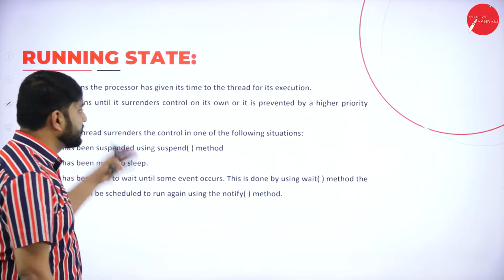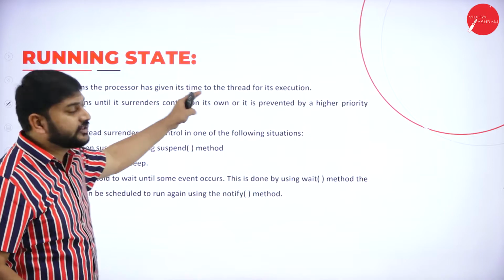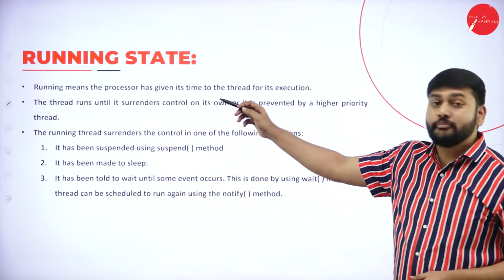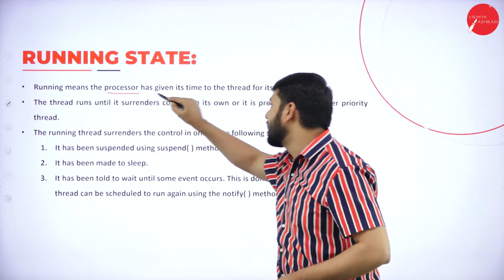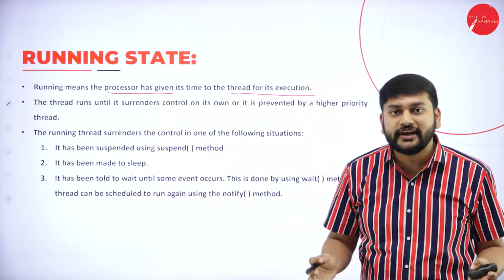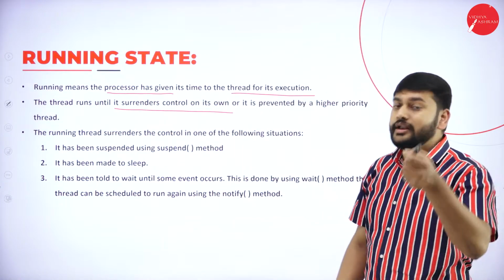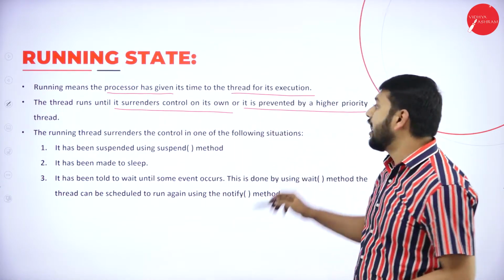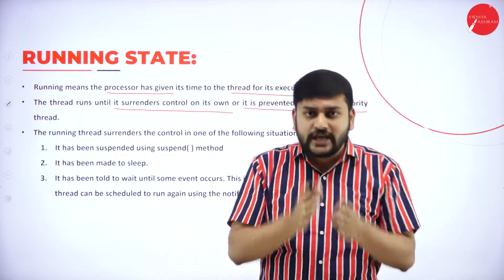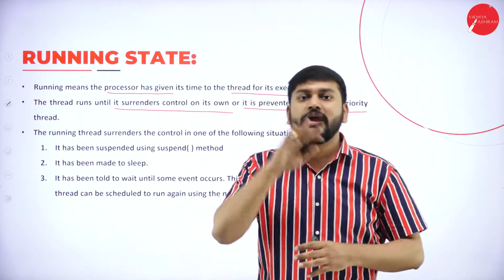Moving forward to the next one, that is the running state. Running state means the processor has given its time to the thread for its execution. The thread runs until it surrenders the control on its own, or it is preempted by higher priority threads. So till when will it be executing? Till it completes its job, it will be executing.